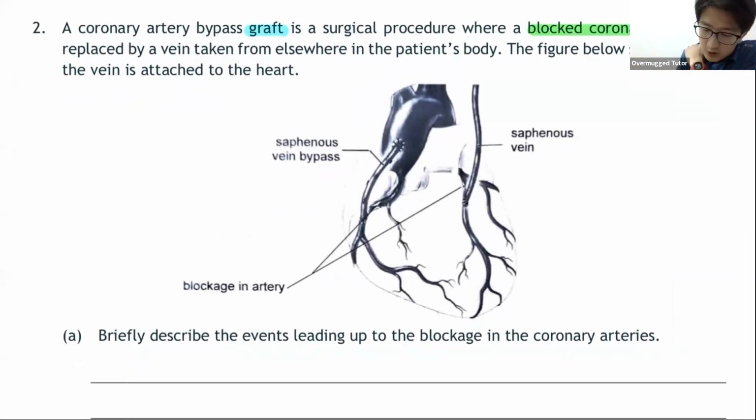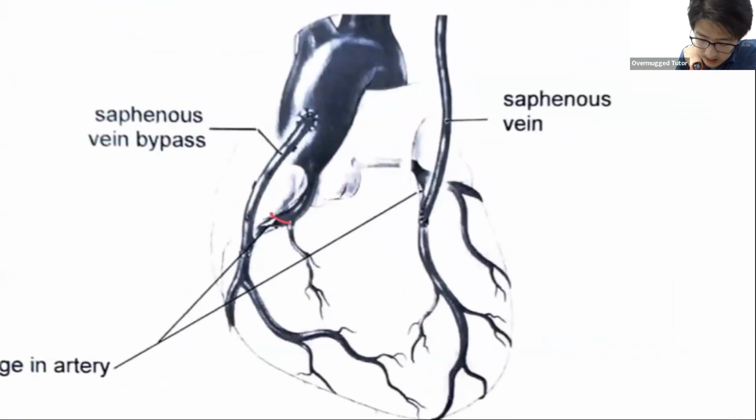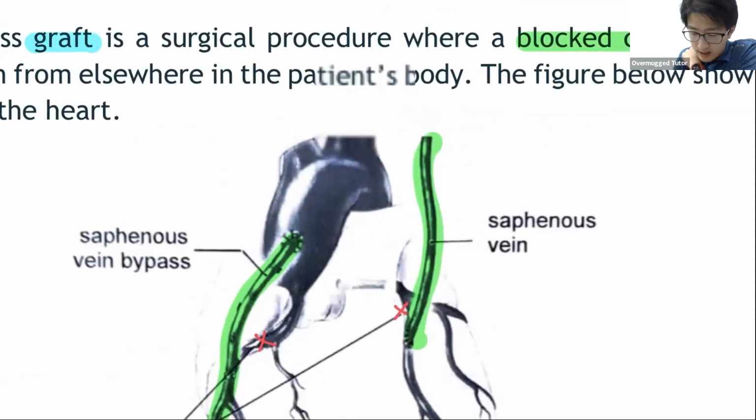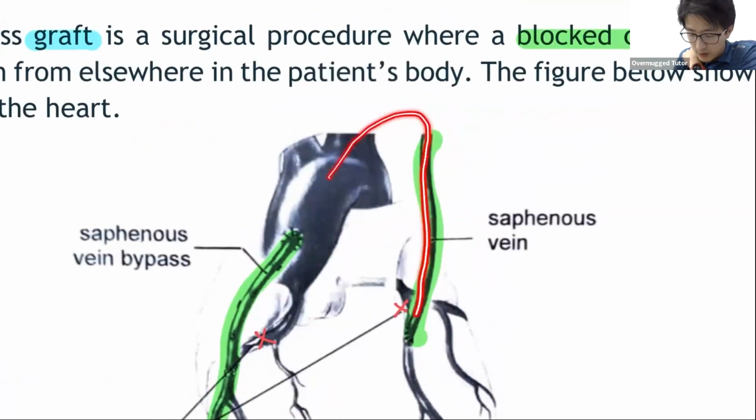This graft will allow me to bypass, to skip the blockage. If you look on screen, I'm highlighting where the blockage is. Blood cannot flow past the blockage, hence I insert this graft so that blood can flow this way instead. It's connected to the aorta here. A bypass graft allows me to skip a blocked section, so a coronary artery bypass graft allows me to skip the blocked coronary arteries.